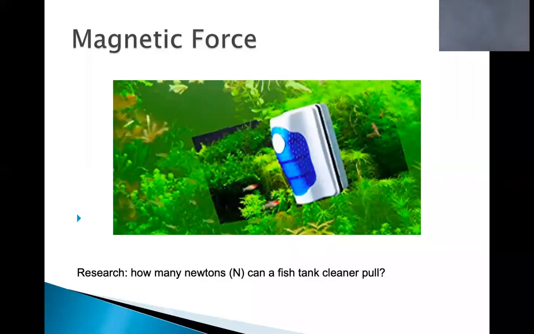Magnetic force. If you happen to notice that some of the fish tanks can be cleaned by these two pieces of magnets, one piece outside and one piece inside in the water. So without even sticking your hand into the water, you're able to use this magnet to wipe the inside of a fish tank. So here is a question for you. How many newtons do you think a fish tank cleaner can actually pull to keep them together? That's for you to find out.